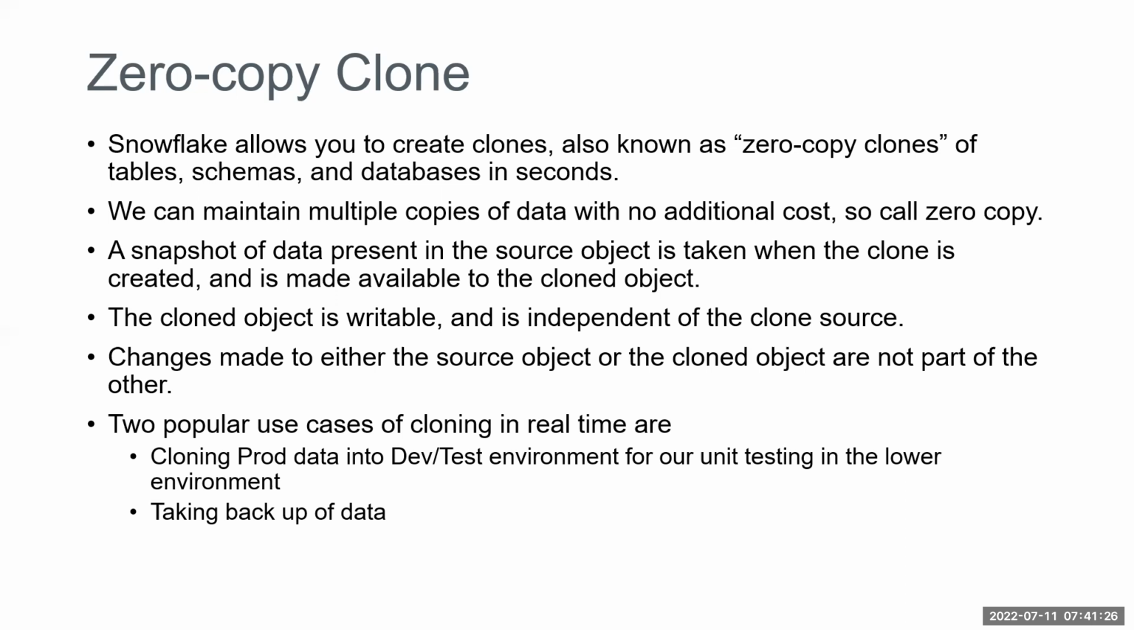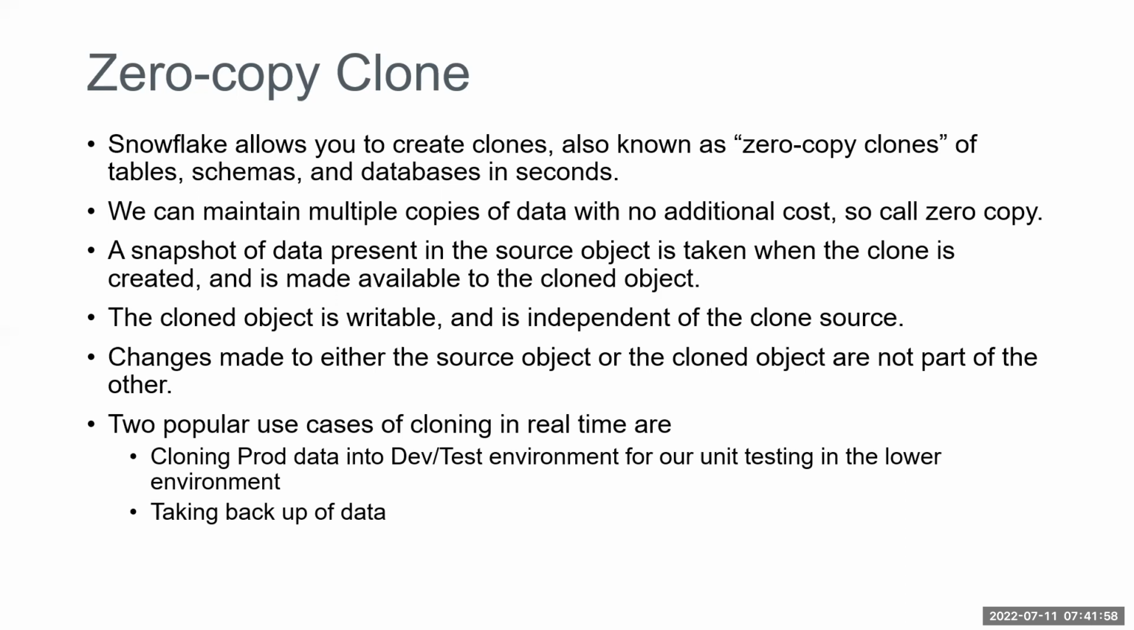But if you modify any of these 1,000 rows in the source table, definitely for only that row there will be a cost. Suppose you have 1,000 rows in the source object, and the same 1,000 we cloned into another cloned object. Now I am deleting 100 records from these 1,000 in the source object. In that case, only for those 100 deleted records there will be a cost associated with the cloned table.